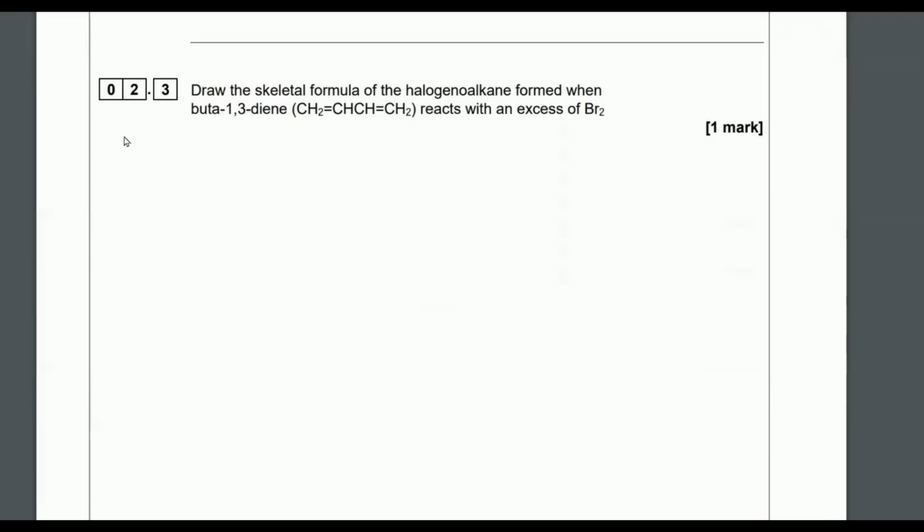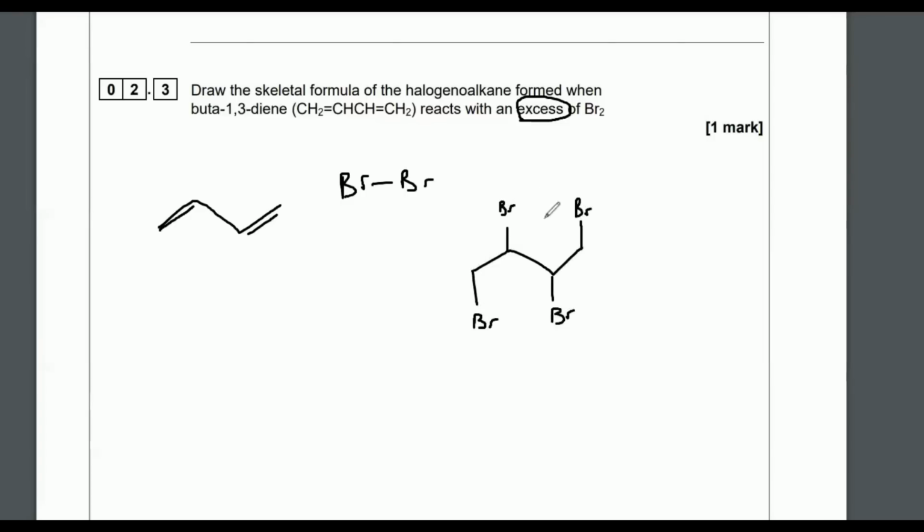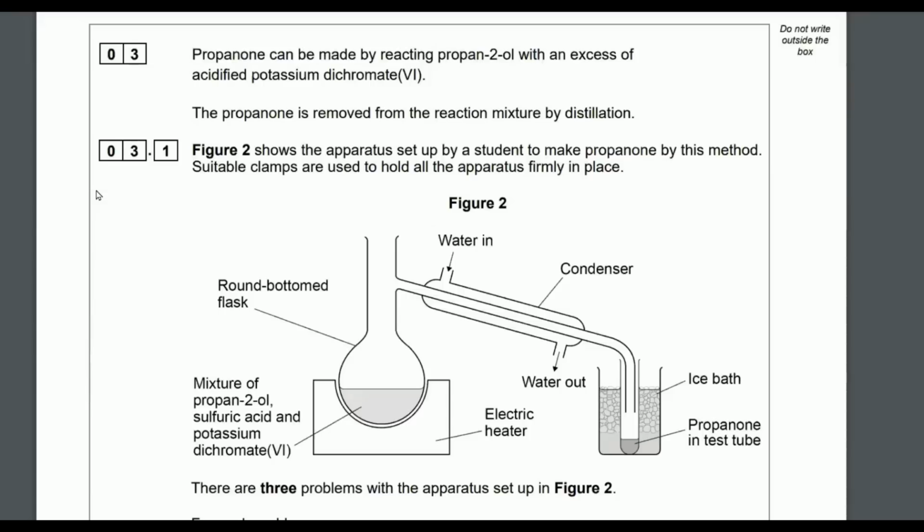Moving on to 2.3, draw the skeletal formula of the halogenoalkane formed when buta-1,3-diene reacts with an excess of bromine. So buta-1,3-diene, we want 2 double bonds. Let me just check. This is how I always check my carbons for skeletal formula. There we go, there's my buta-1,3-diene. Now it says excess bromine, which means there's enough bromine to add across both double bonds. So we've got to draw the skeletal formula of that, and I've done that right here. All you want to do is get rid of the double bonds and stick a Br at each end of each double bond, so 4 Brs.